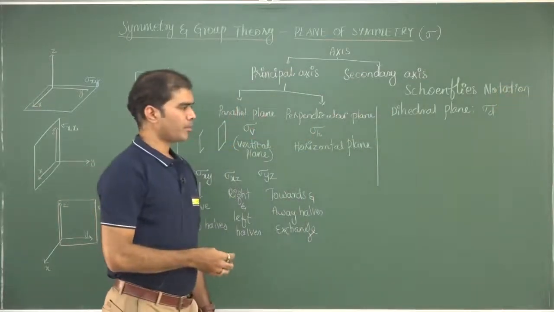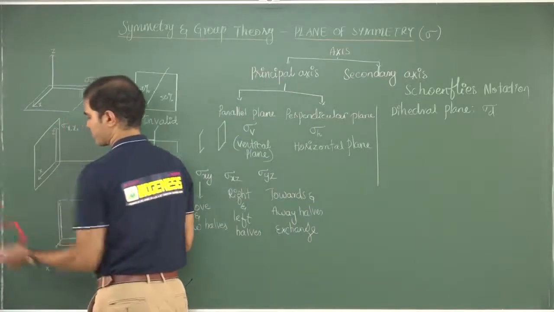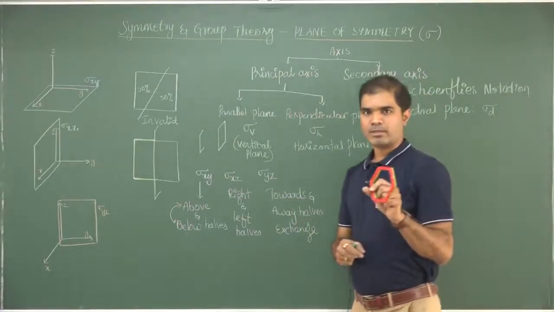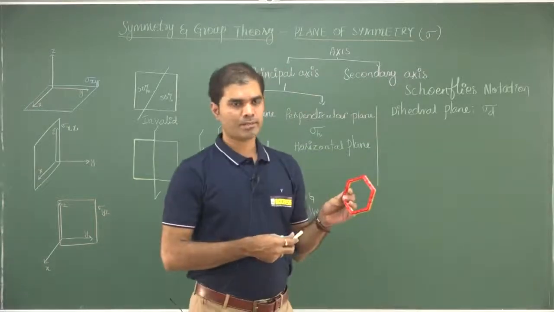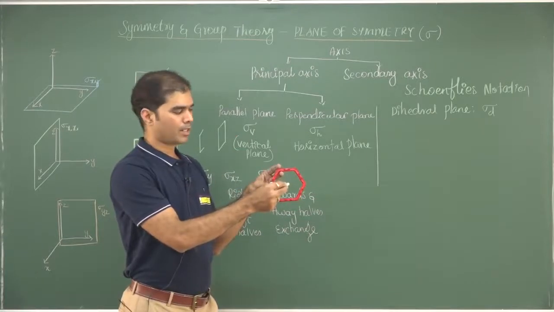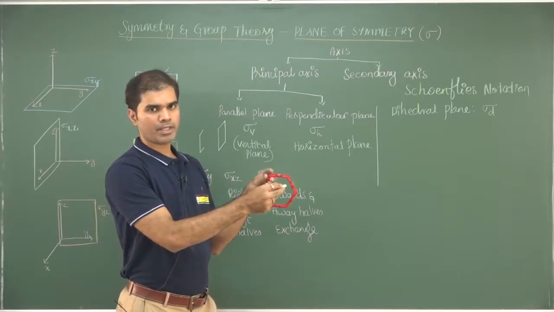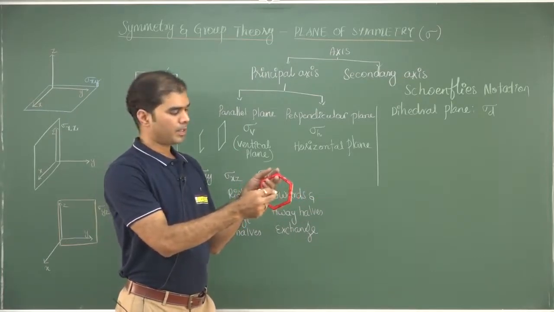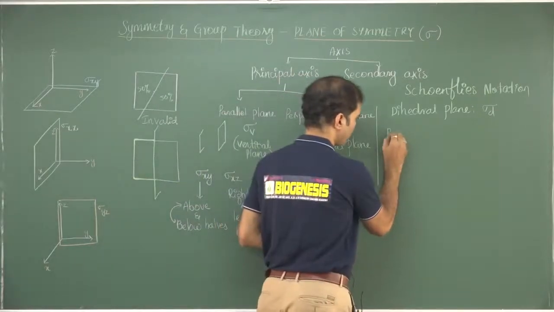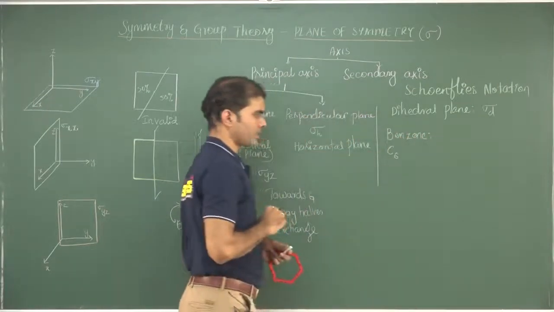To understand the dihedral plane, I'll just give you a molecule. Imagine it to be a benzene molecule. From the basic symmetry elements, as you are aware, there is a C6 rotational axis, and as I rotate with a 60-degree angle, I get an equivalent configuration. When I rotate 6 times, altogether I'll get an identical configuration. So the higher fold rotational axis in benzene is a C6.